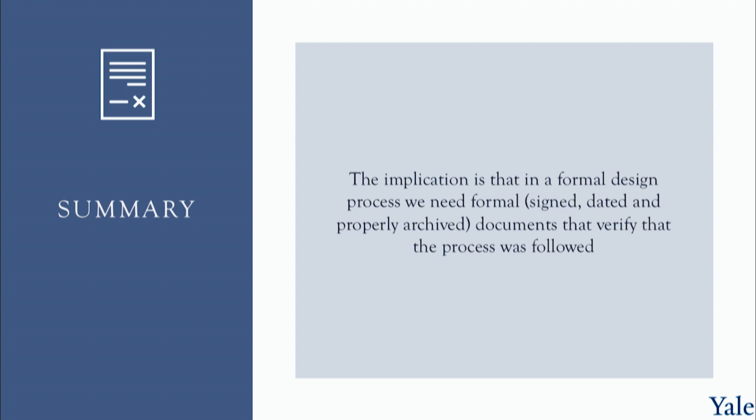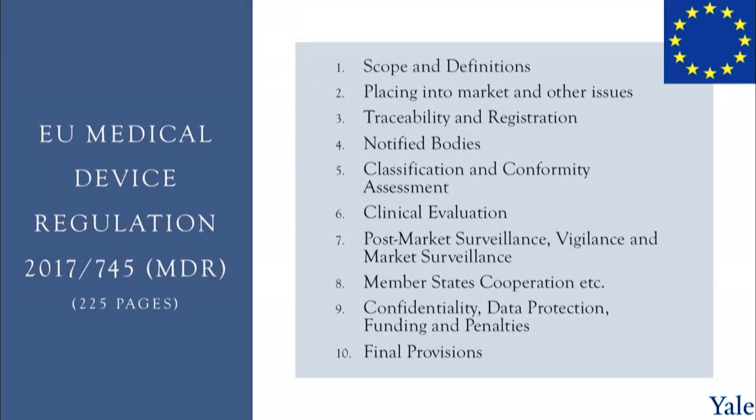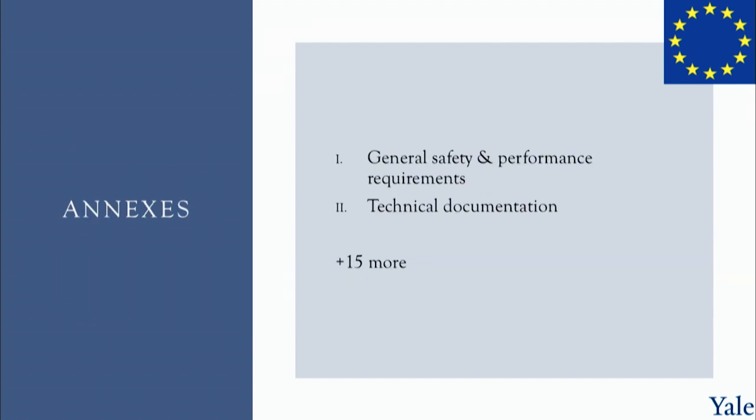Just as a point of comparison, in the last couple of slides of this segment, we'll just switch gears and look at the European regulation. This is the MDR 2017-745. If you remember, the FDA document is 7 pages. This runs at 225 pages, a lot more detailed. You can see the sections of the main document. These are the first, let's say, half of this 225 pages, and it goes from scope and definitions to placing into market, traceability, something called notified bodies we'll talk about at the end of this week's segment, clinical evaluation all the way down. And in addition, there are 17 annexes that give details and coverage.